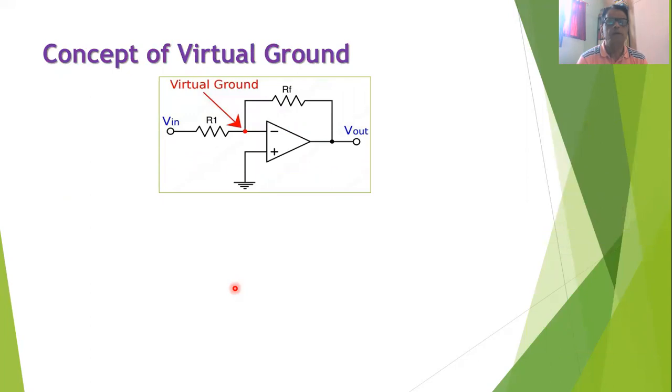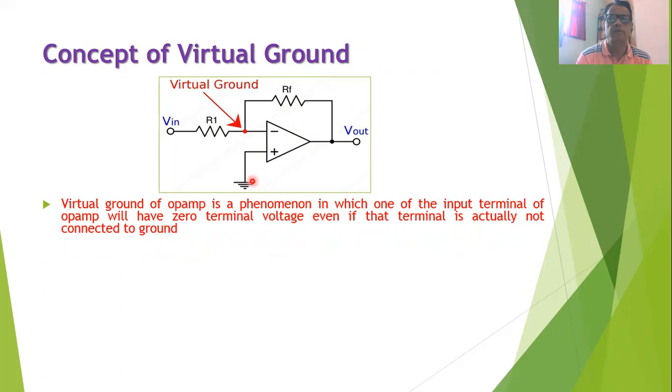So the first parameter or the first concept that we are going to discuss is the concept of virtual ground. Suppose we have been given an operational amplifier, and we know that the operational amplifier has two inputs. One is the inverting input, another is the non-inverting input. Let us suppose that this non-inverting input is grounded, and suppose some input is applied to the inverting input through the resistance R1. And suppose there is some feedback resistance RF connected between the inverting input and the output of the operational amplifier.